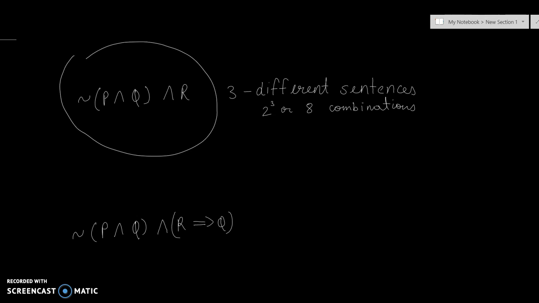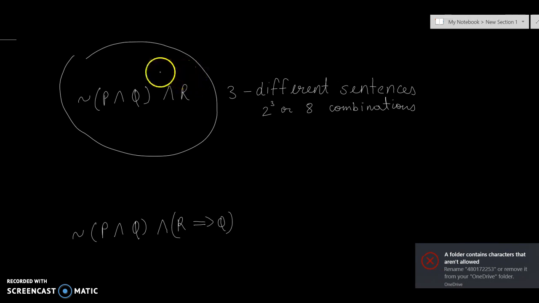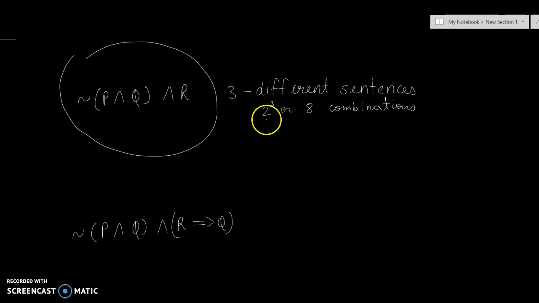But first of all, let's get back to why truth tables are useful. Here in a complex logical expression, as you can see on the screen, this is our logical expression, and then we have three simple sentences. So basically, that means 2 to the power 3, or 8 different combinations. We have a negation and two conjunctions.